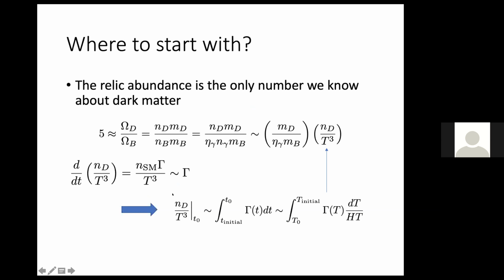So the Boltzmann equation can give us information about this number, n_D divided by T cubed. And just from this equation, it's easy to solve, right? We just integrate.